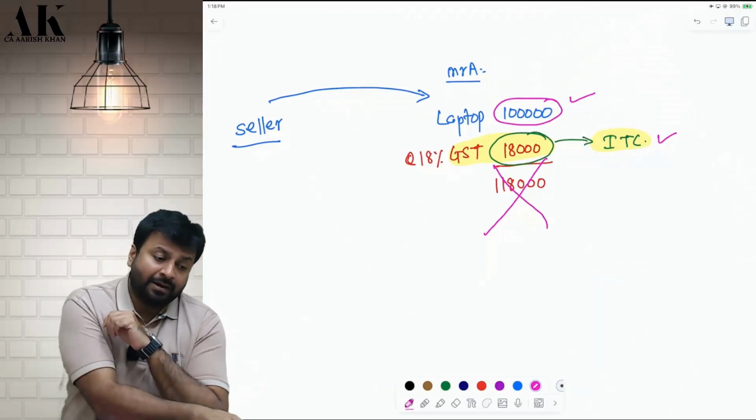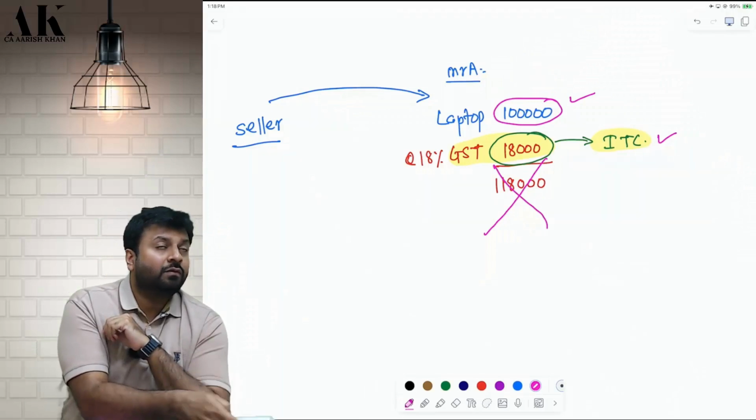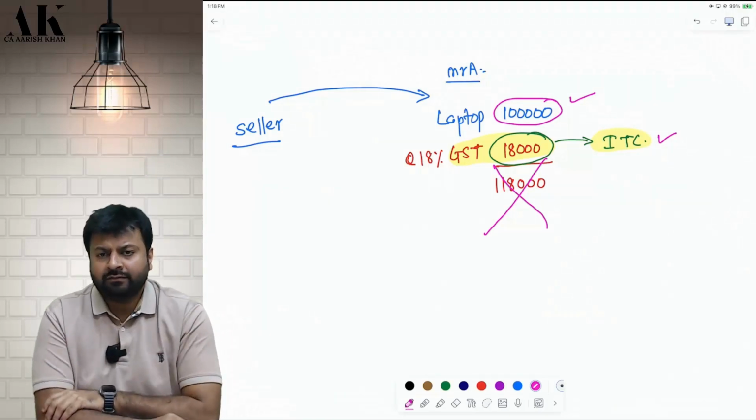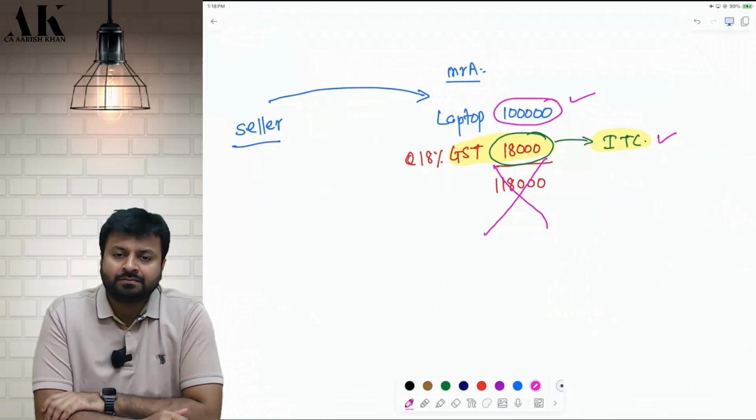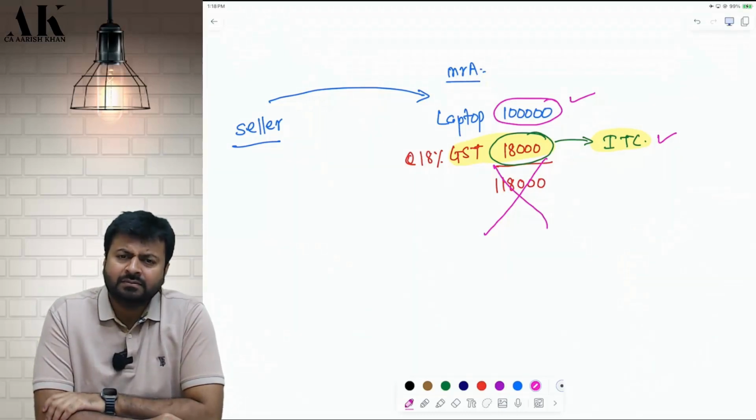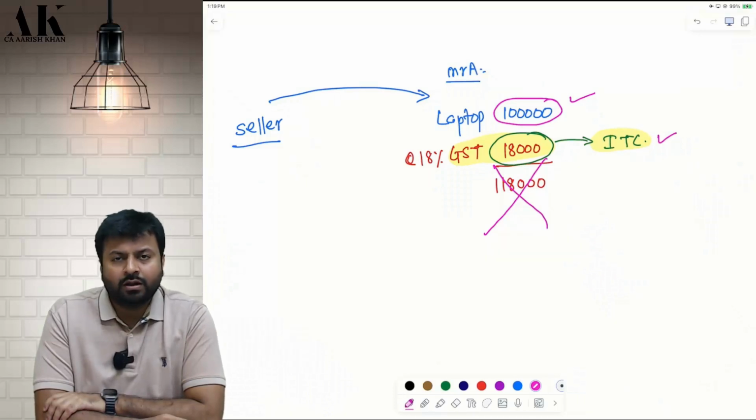But what if I don't get the GST credit? For example, if I buy a car, on car GST credit is blocked by the department. It's a block credit, if you are aware of that. If you buy a car, you pay 28% GST, you know, that entire credit is blocked. That is not allowed to normal assessees. So what about that case?